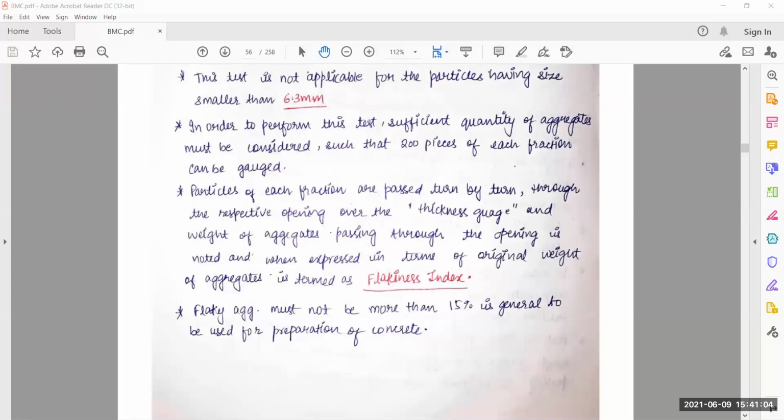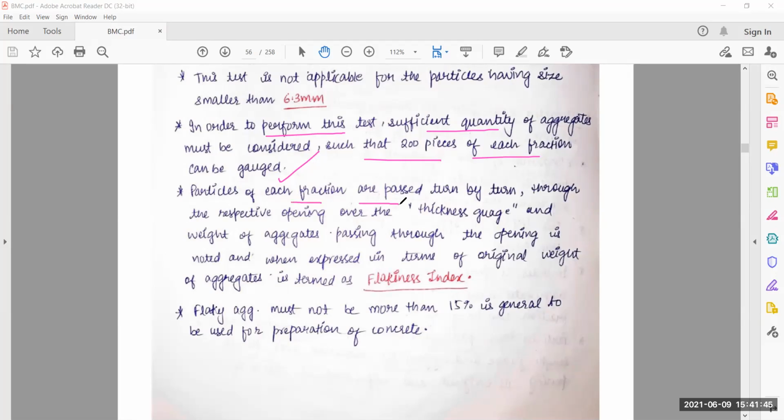They say in order to perform this test, a sufficient quantity of aggregate must be considered such that 200 pieces of each fraction can be gauged. We gauge 200 pieces of aggregate. Can anyone say we can gauge 200 aggregates? Yes or no? Rohit, Rajiv, Dharni, Deepa, Chiranjit, can we gauge? We separate out 200 aggregates from our sample. Yes, sir. Okay.